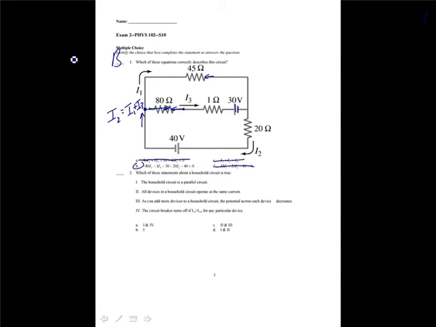Which of these statements about a household circuit is true? The household circuit is a parallel circuit, that's true. All devices in a household circuit operate at the same current, that is not true. They operate at the same voltage or potential.